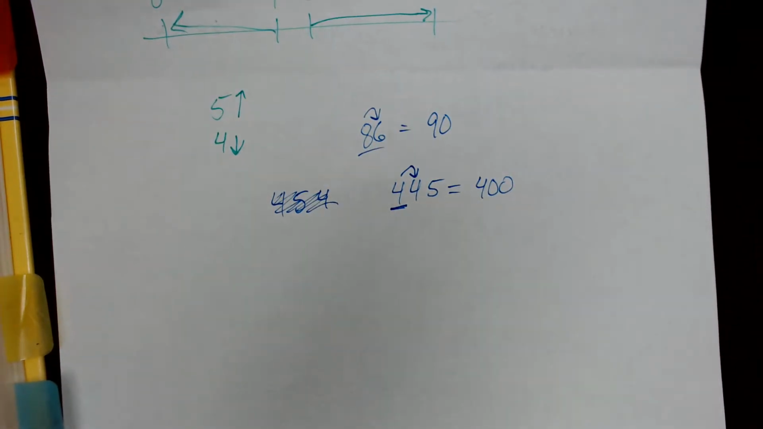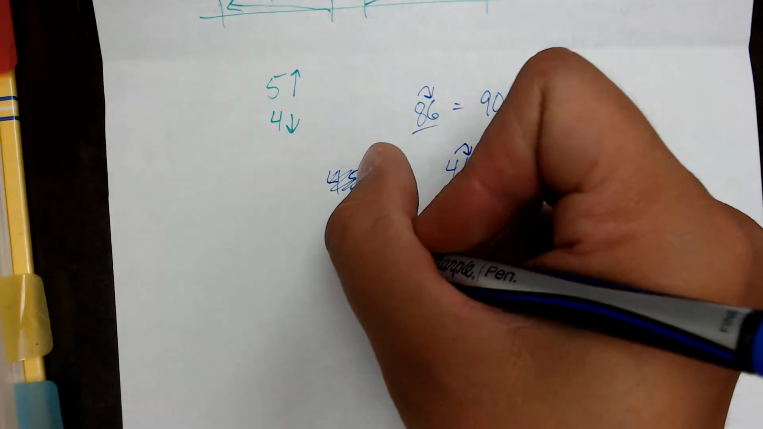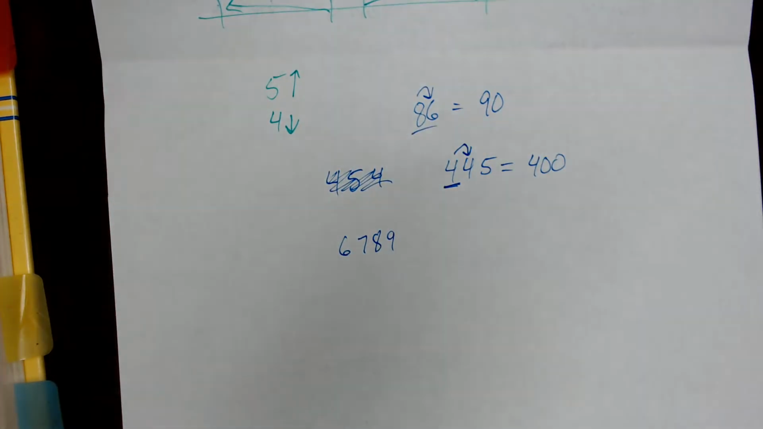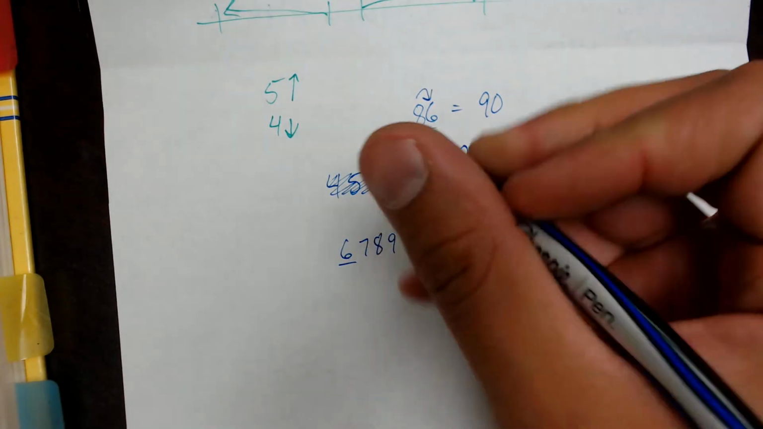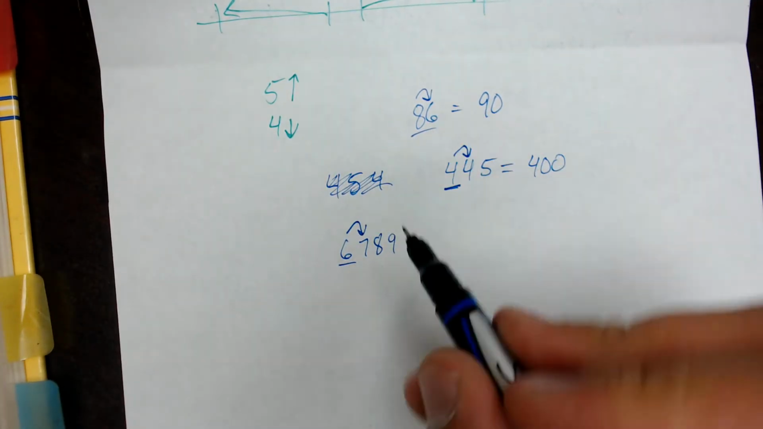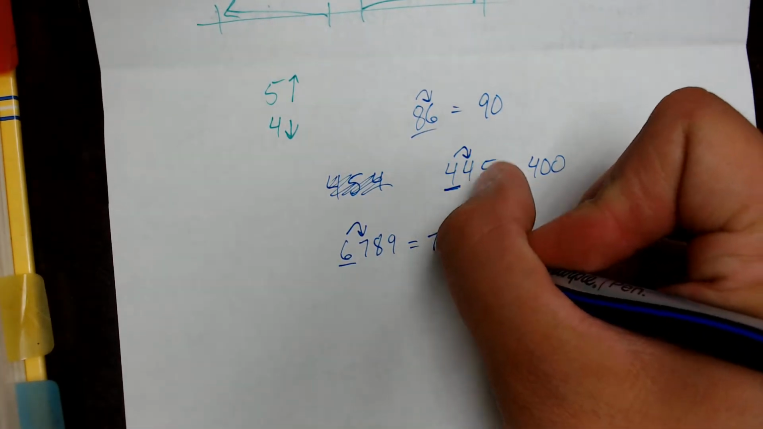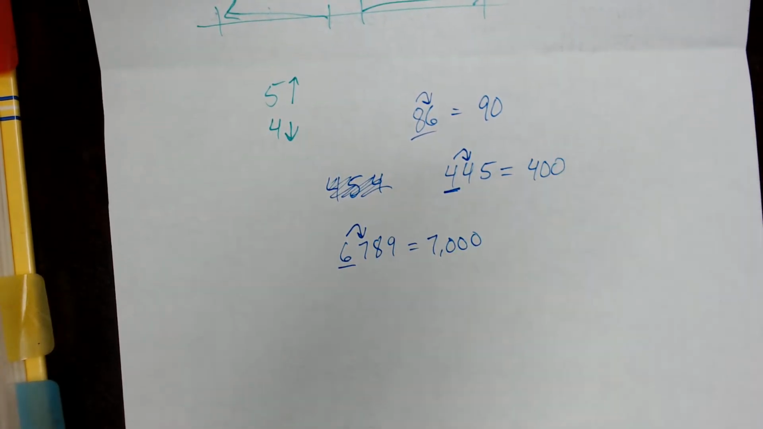And again, if we're rounding to the nearest 1,000, so let's say we have 6,789, and we want to round this to the nearest 1,000. We go to the 6, we look at the number immediately to the right, we ignore the rest. The 7 is going to round this up to 7,000. Okay, so that's rounding. Now let's talk about estimating.